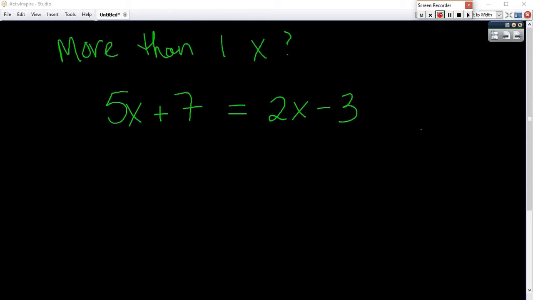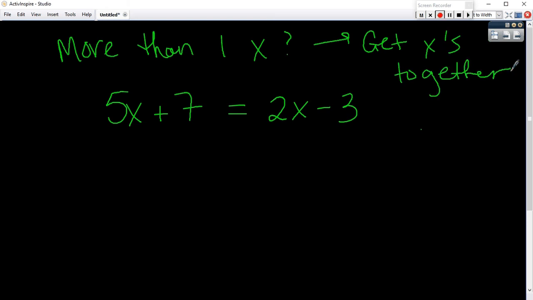All right, so which x should we move? Why the 2? Because it's smaller, exactly. Somebody taught y'all right. Get the x's together. So I'm going to put here, move the smallest.